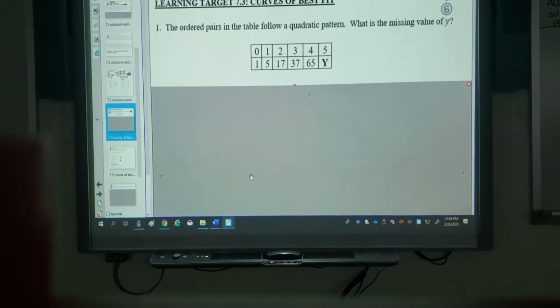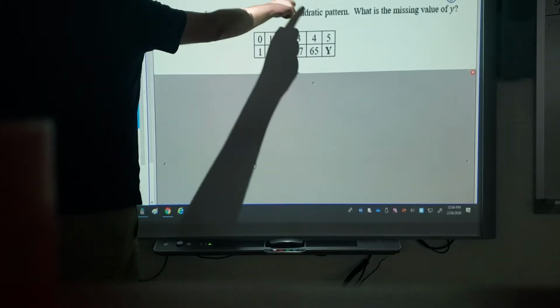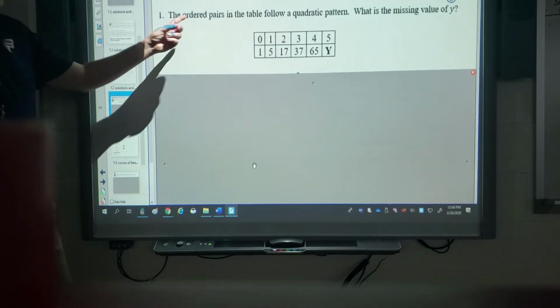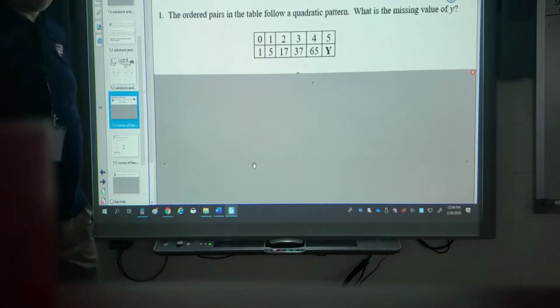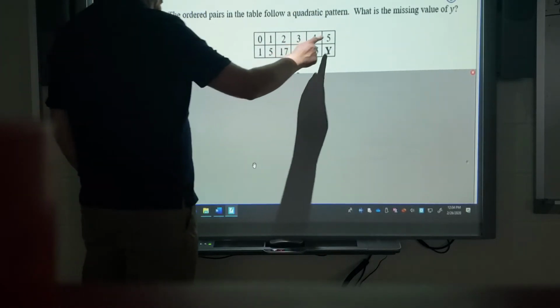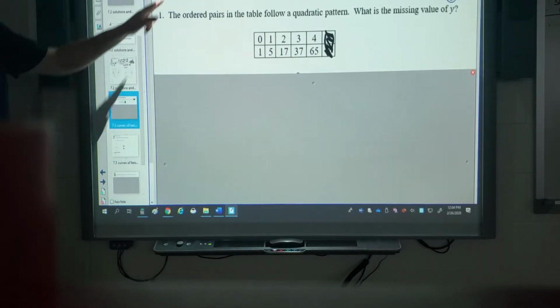This is the last section, 7.3. The top of the video has just been cut off where it says learning target 7.3, curves of best fit. We've got to find the quadratic pattern and also the missing value of y. Now the reason a lot of people struggle on this one is we kind of want to ignore this until the very end. The question's just asking us for a prediction.